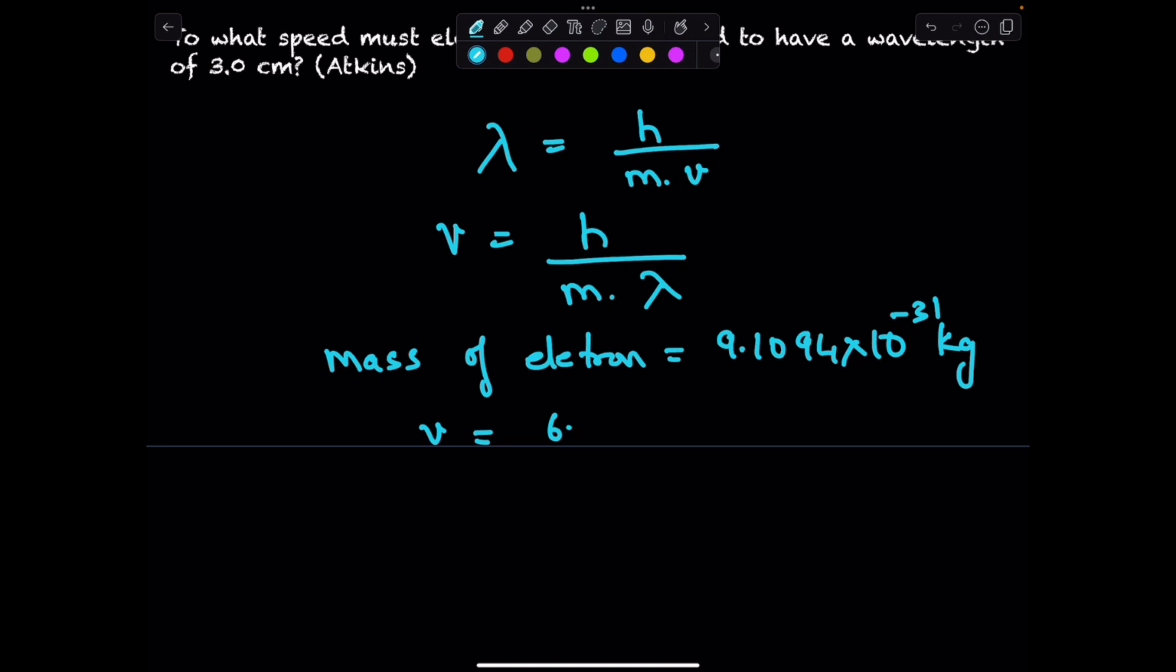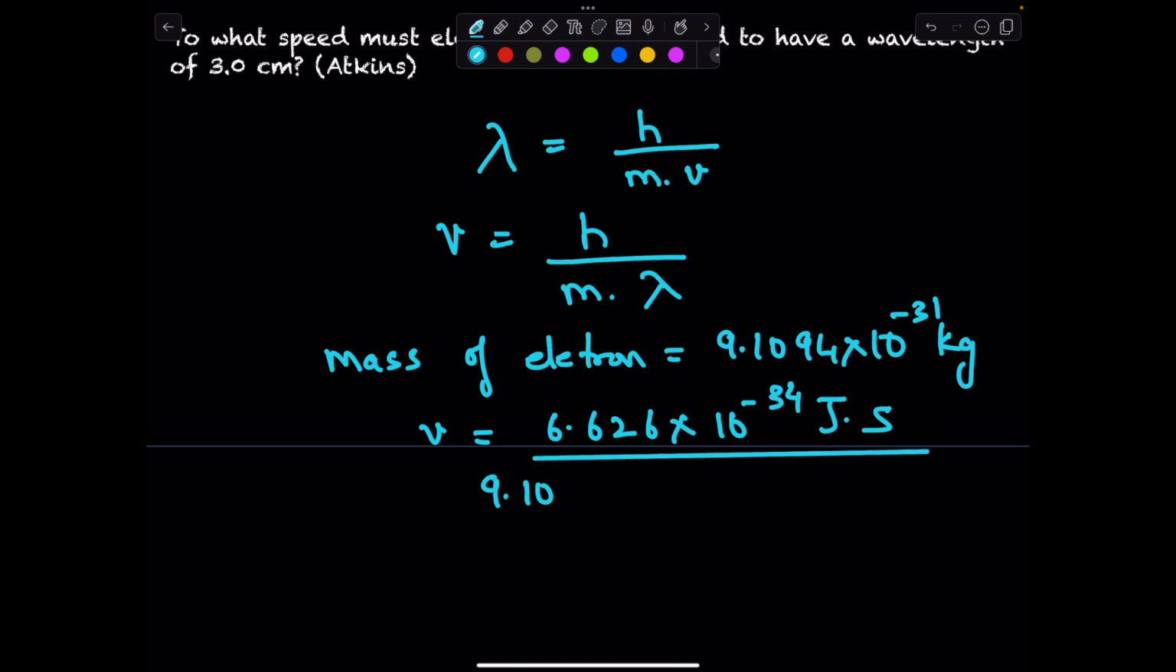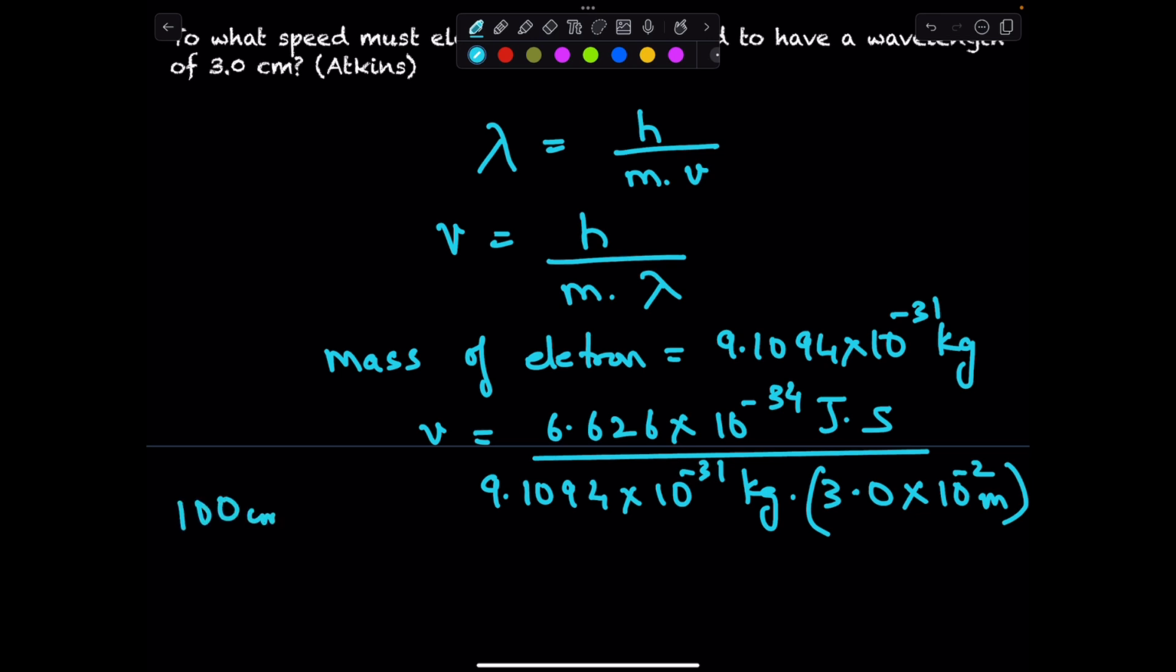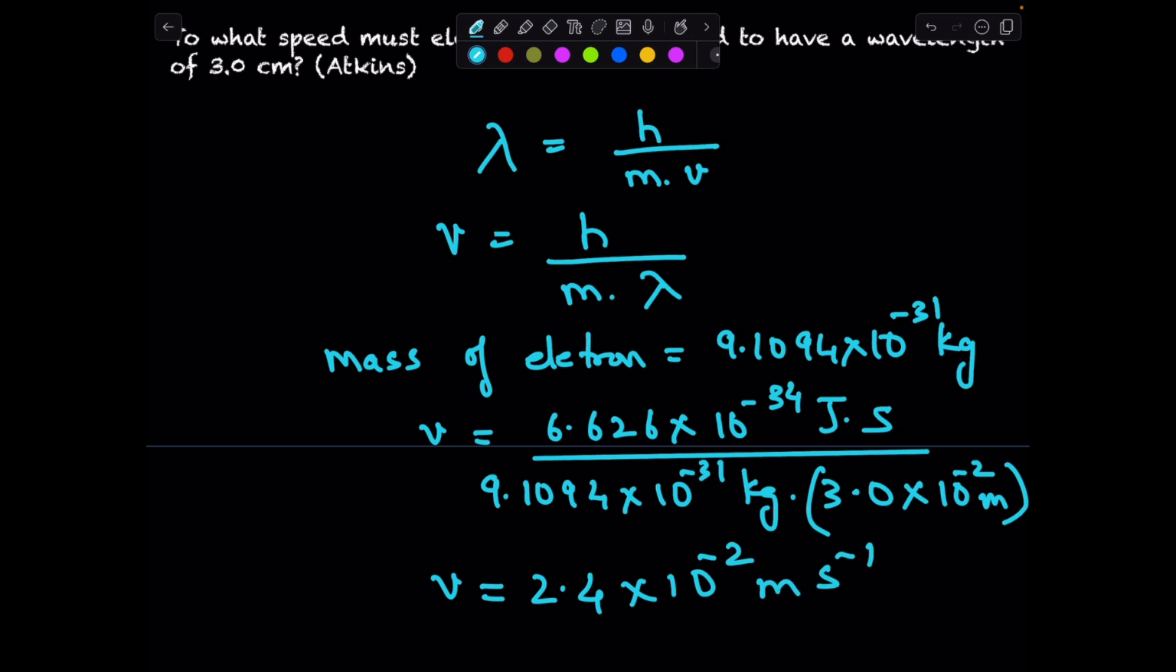V equals 6.626 times 10 to the negative 34 joules second over 9.1094 times 10 to the negative 31 kilogram times 3.0 centimeters times 10 to the negative 2 meters, because 100 centimeter equals 1 meter. That gives us a speed of 2.4 times 10 to the negative 2 meters per second.